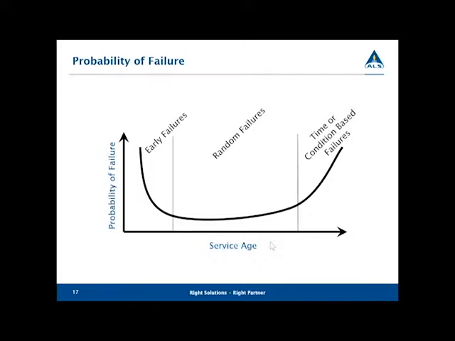We have early failures, random failures, and time or condition failures. Now, we're going to explore early failures here in a minute, and then obviously the random failures is what happens throughout the life of that machine until we get to the time-based or condition-based failures.